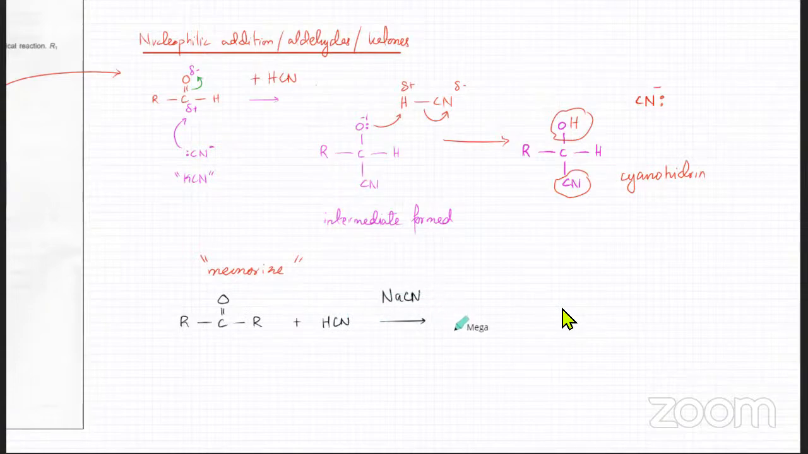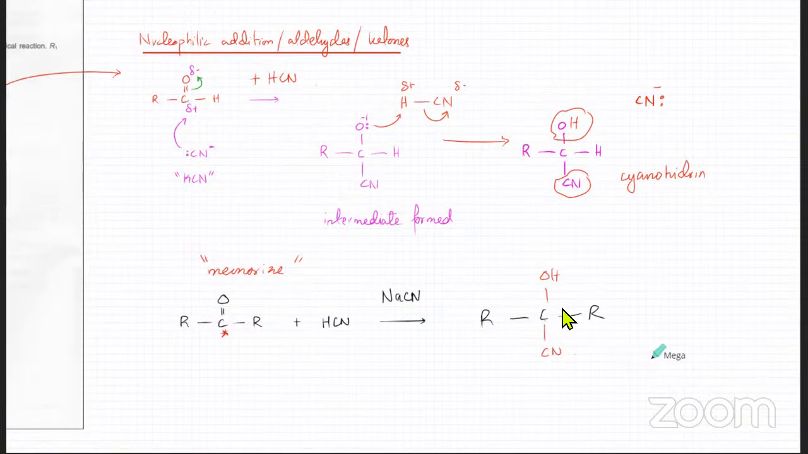And the product of this reaction is that this carbon atom over here, which I'm marking, the middle carbon atom would change. OH will get attached to it, and a CN will get attached to it. Is this clear? So this is one of the reactions that you have to remember.